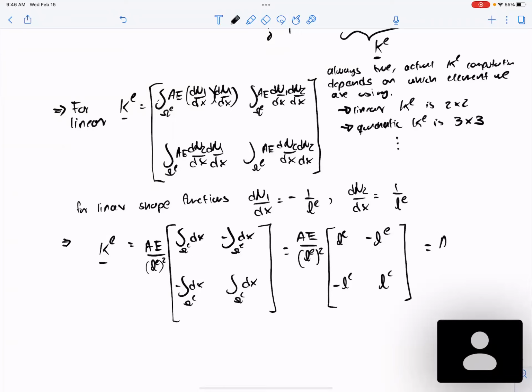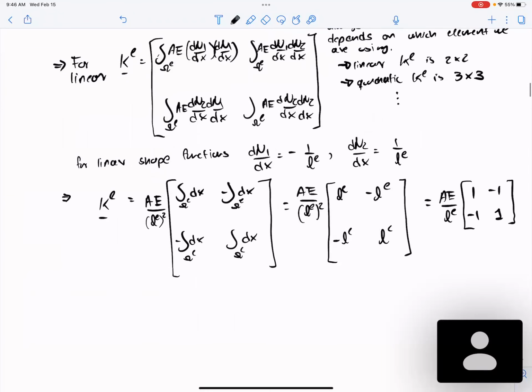So the stiffness matrix is just at the end. This is what I ended up with last time: AE over LE times [1, -1; -1, 1]. So it's just like the truss element, but we got to that truss element stiffness the long way, in a more general way.